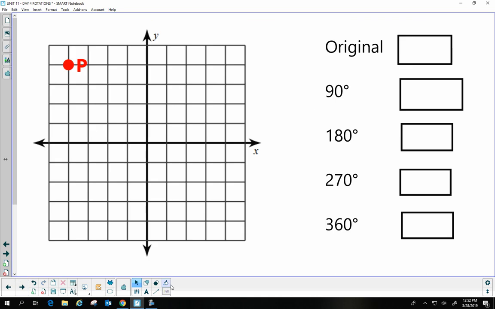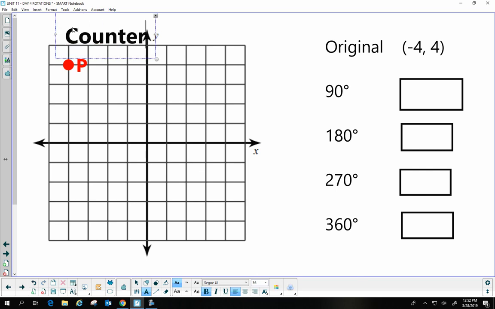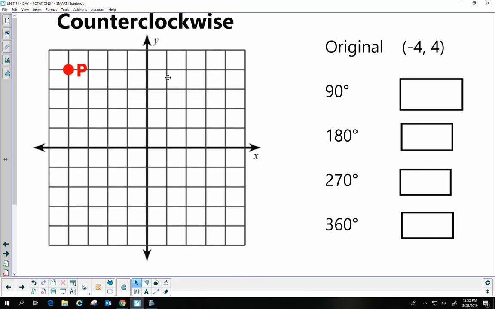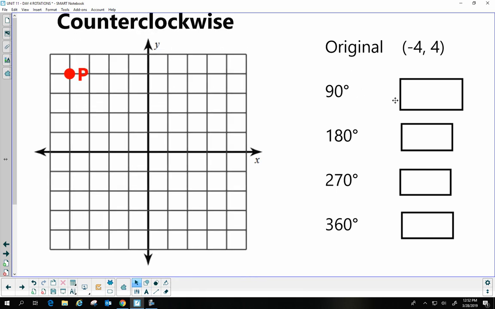So I want you to do your best. Try this one. Make a sketch of this. I'll tell you the original coordinates are -4, 4 for P. I want you to go counterclockwise, so that means to the left. And I want you to find the coordinates for a 90-degree, 180-degree, 270-degree, and a 360-degree rotation. Try that one now, and then press play, and we'll go over the answers.